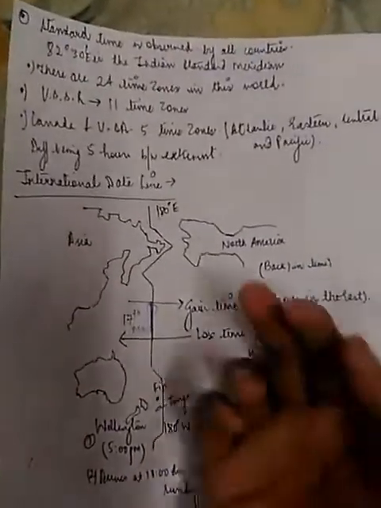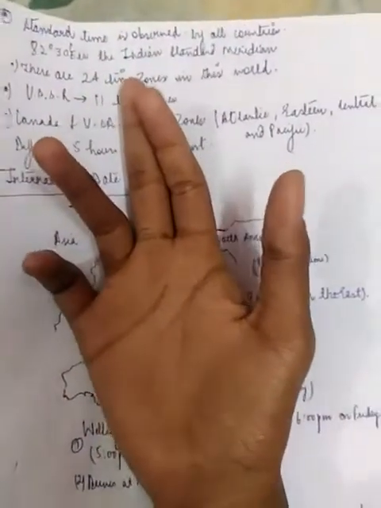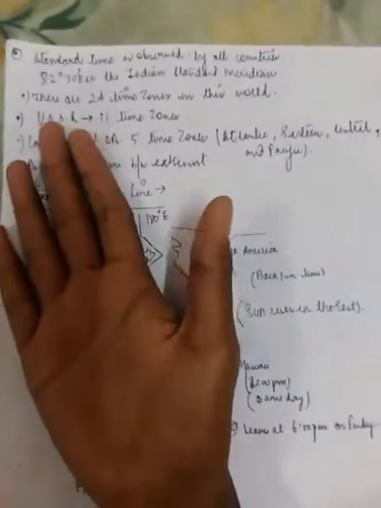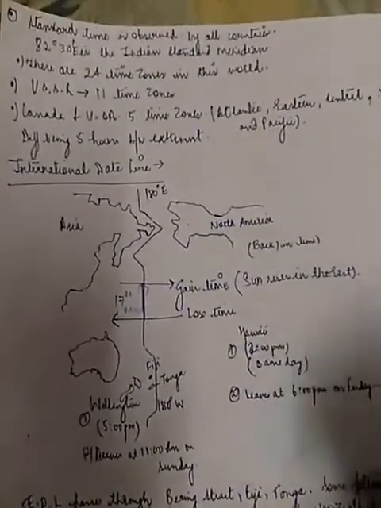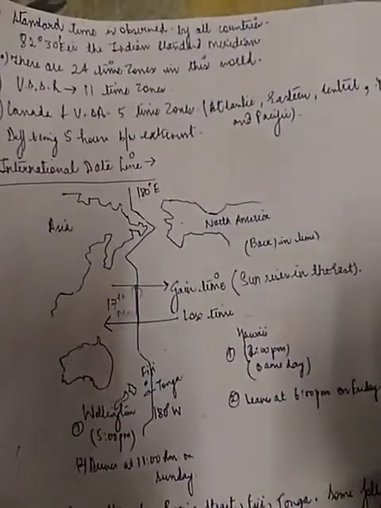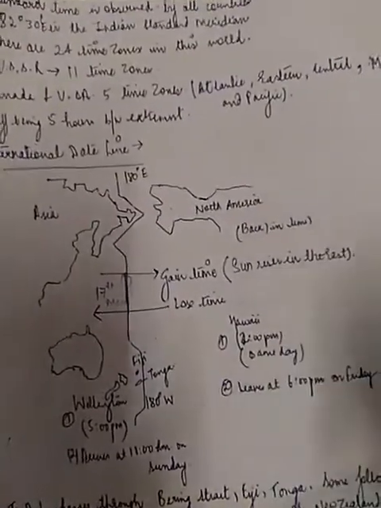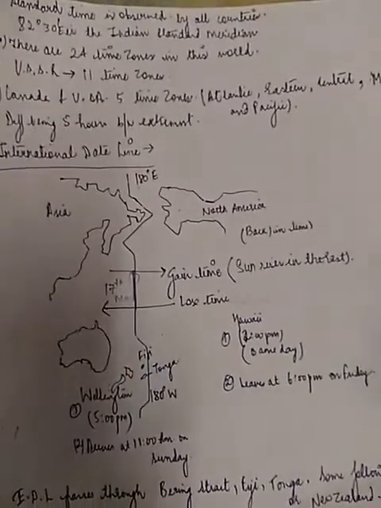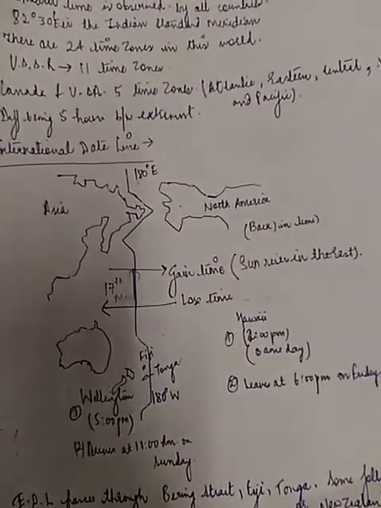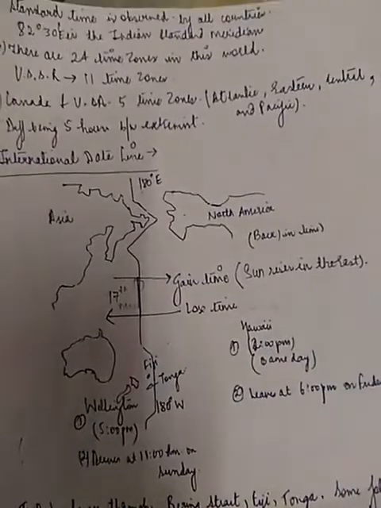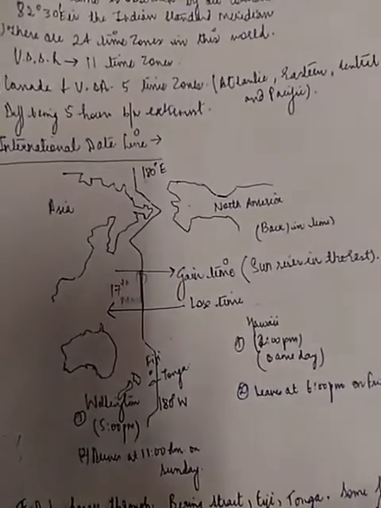Now I'll be telling you about the Indian Standard Meridian, which is 82.5 degrees east, because India lies in the eastern part of the earth, as we all take it. And overall in the world, we have 24 time zones. Time zone is one important aspect because it helps us to find out the location of a place and the time which serves that place, or how many time zones a particular area has.